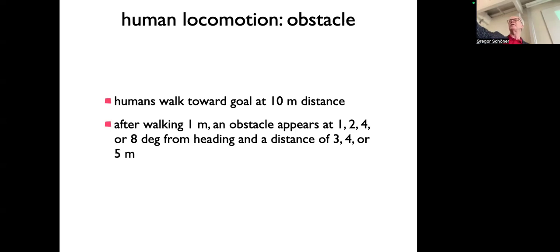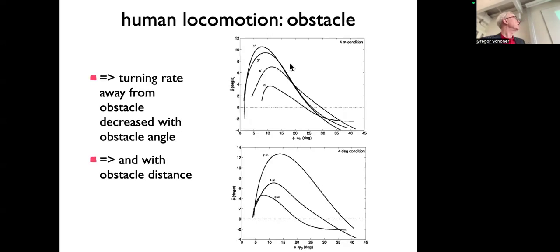The second experiment, they did a similar thing. They walked to a goal at a certain distance, and then as they walk, an obstacle appears. The obstacle is also a cylinder with a different color. And then it appears at different angles and different distances, and then you get these kinds of curves. So this is where the obstacle would be, and they're only showing now the data when it's on one side, and for the other side, you just flip that around.